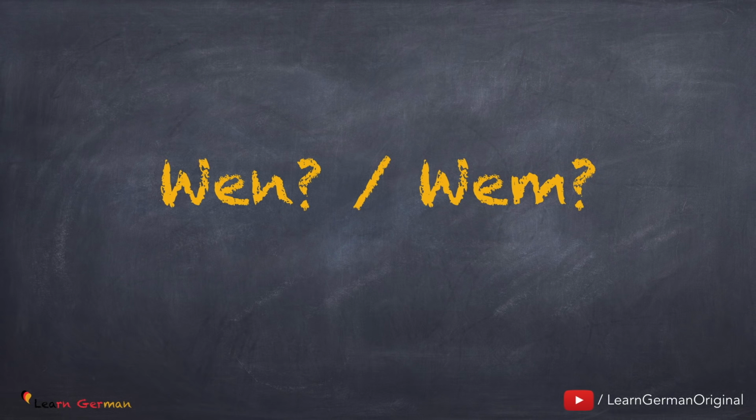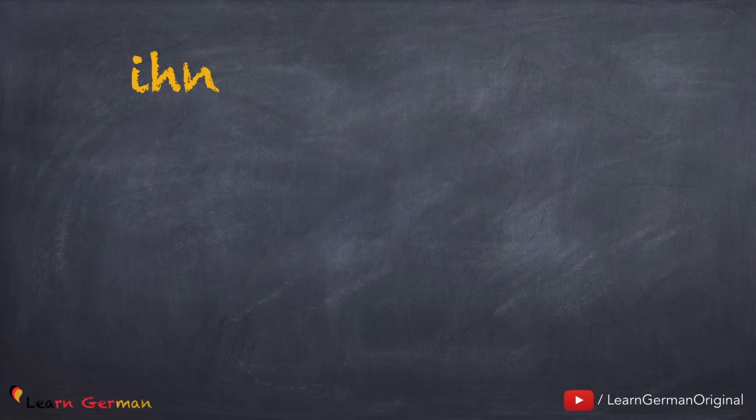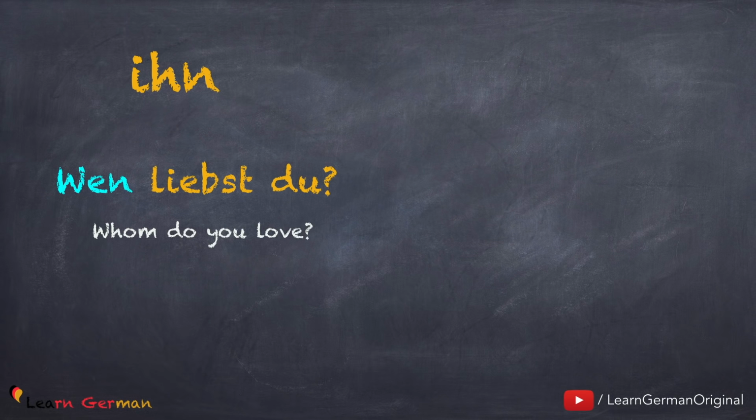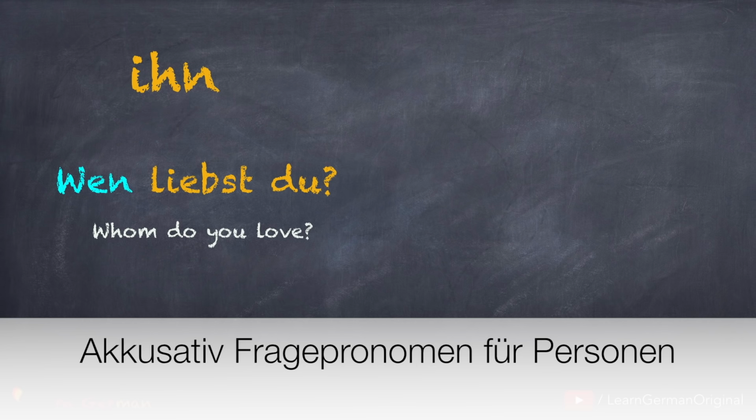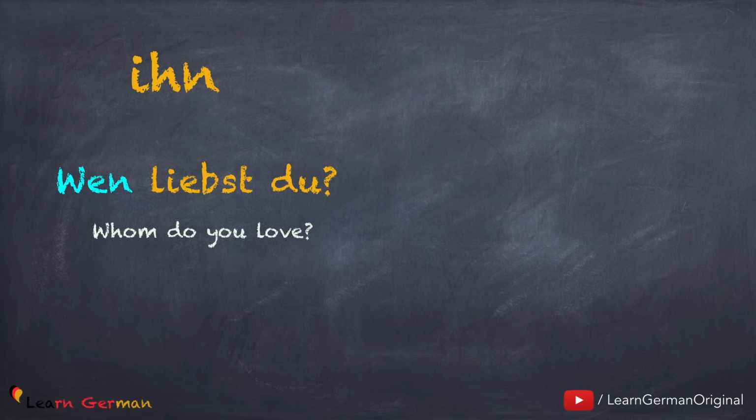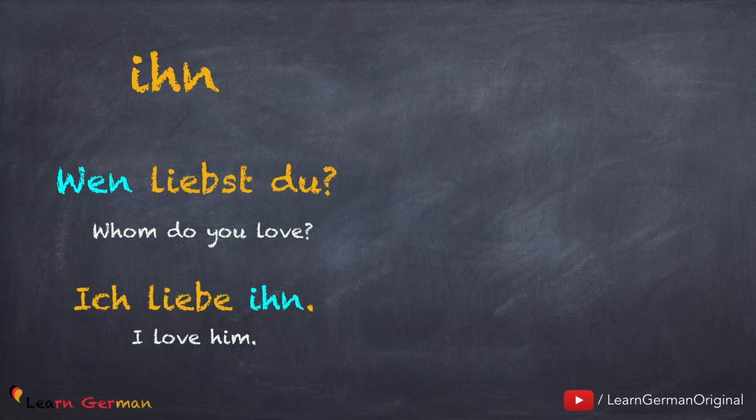Another thing which could help you is when you ask wen oder wem. Now we'll look at the two sentences that we just did. For the first one, you will ask, wen liebst du? Wen is the accusative Fragepronomen für Personen. A question with wen will always have an answer with an accusative object. Ich liebe ihn.